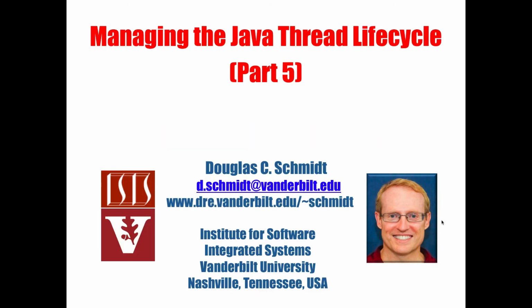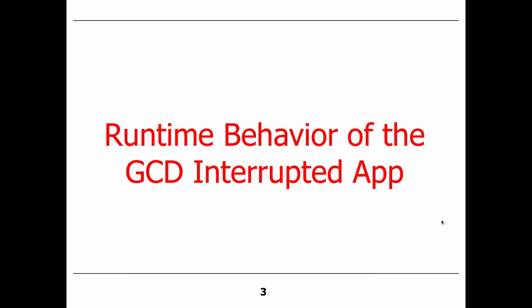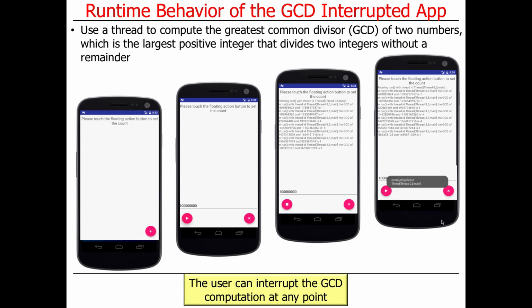So the last part, as is always the case, we try to give an example that's a bit more comprehensive. And this is an application example called the GCDInterrupted program. What we're going to do is compute the GCD of two numbers. We've talked about this many times before. The main thing that's different about this version versus the one we saw before is that the user can interrupt the program at any point. And if you interrupt it, then you get this little toast popping up saying that you've interrupted it.